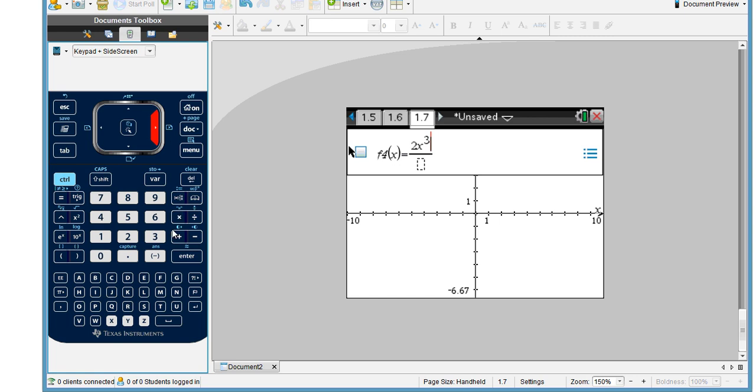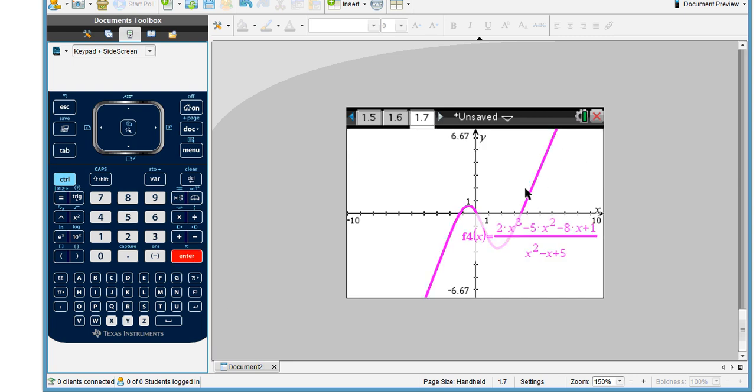And we have minus 5x squared minus 8x plus 1. And in the denominator we have x squared minus x plus 5. And then we graph this, and we're looking for the equation of a slant asymptote. And a slant asymptote is going to go right through here, kind of where I'm drawing the arrow right now.